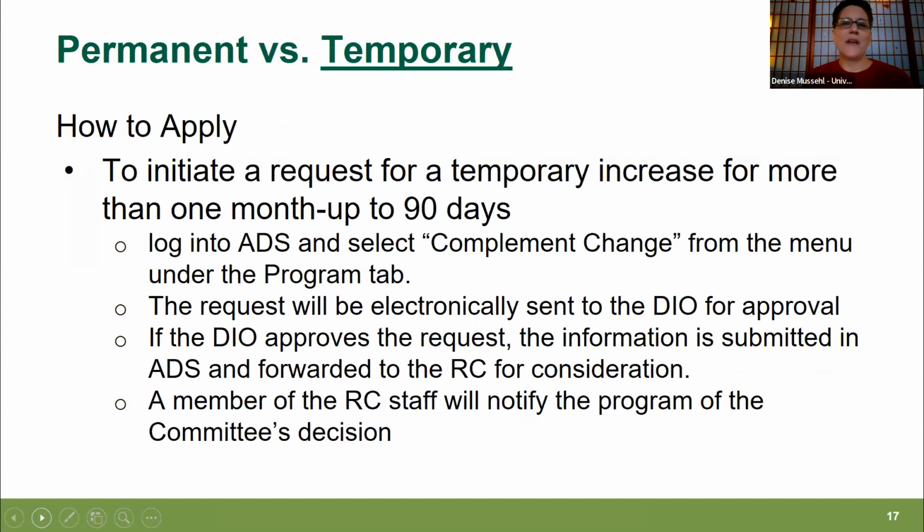Applying for a temporary increase is essentially the same, though your block diagram may not change. That is information you should provide in your educational rationale. So if your block diagram looks exactly the same as it would when you upload it for your annual ADS review, you would just make a note of that in your educational rationale when you apply for your temporary increase.